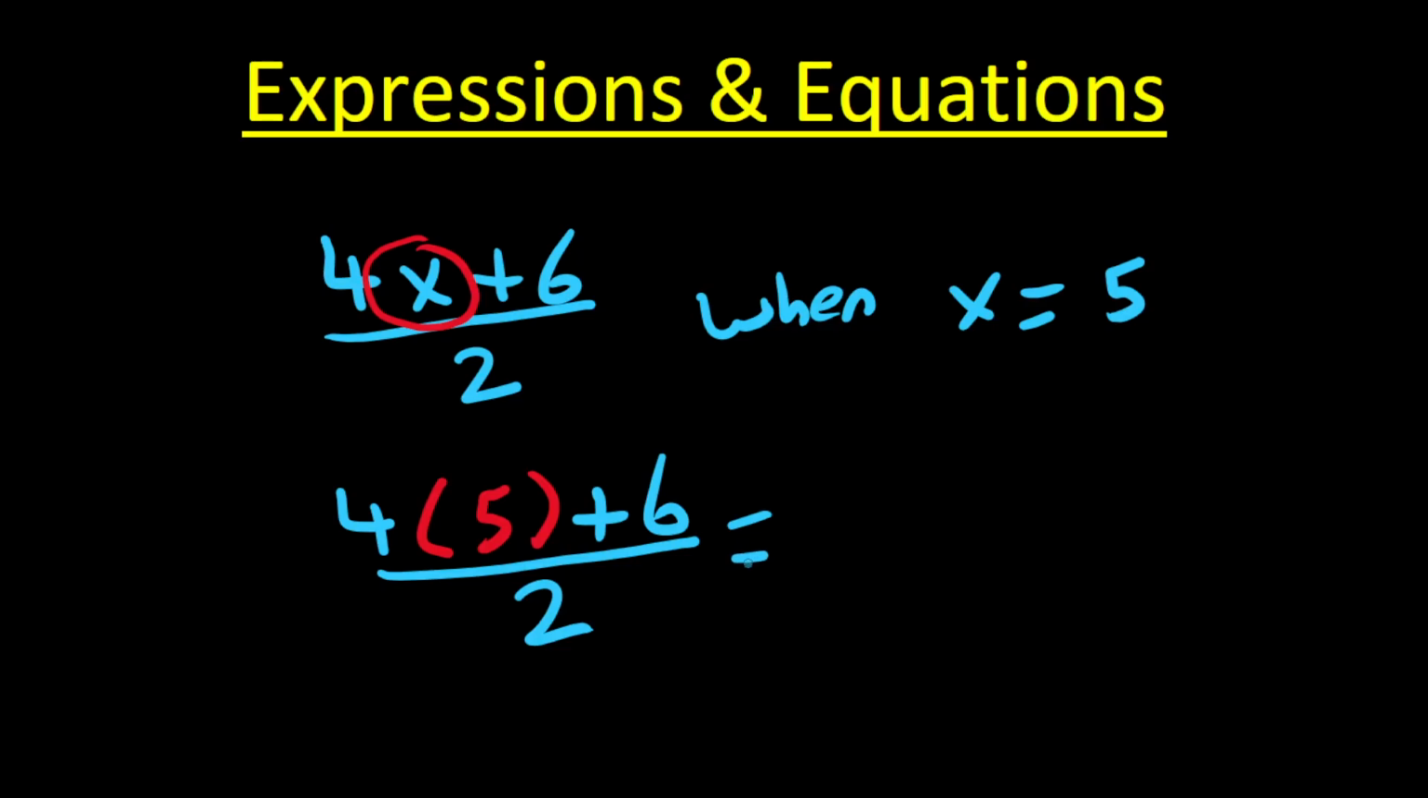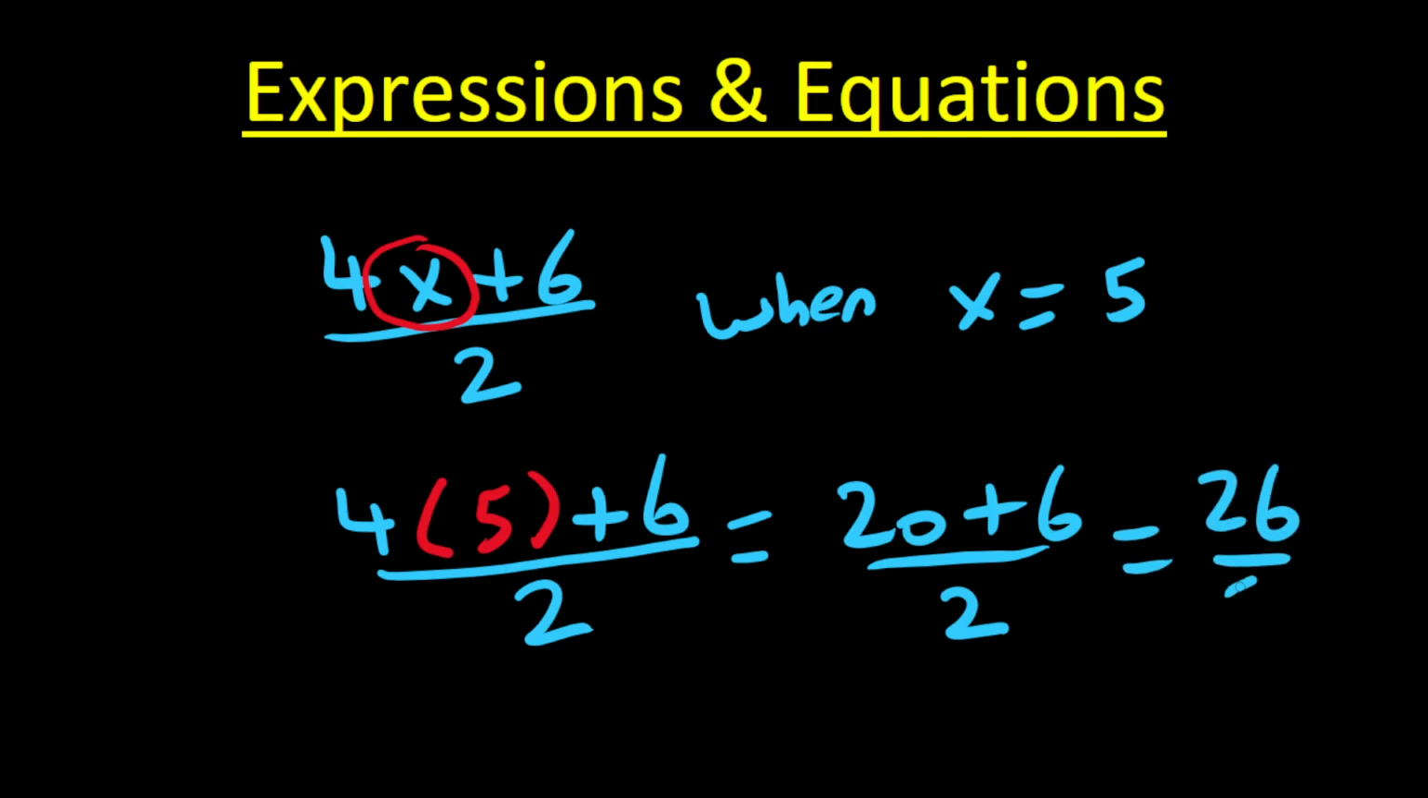And let's go ahead and evaluate this. So 4 times 5 right here is 20. So 20 and the rest of it plus 6 over 2. What's 20 plus 6? That's 26 over 2. And 26 divided by 2 equals 13. So 13 is our final answer, and that is what this expression evaluates to, 4x plus 6 over 2, when x equals 5.